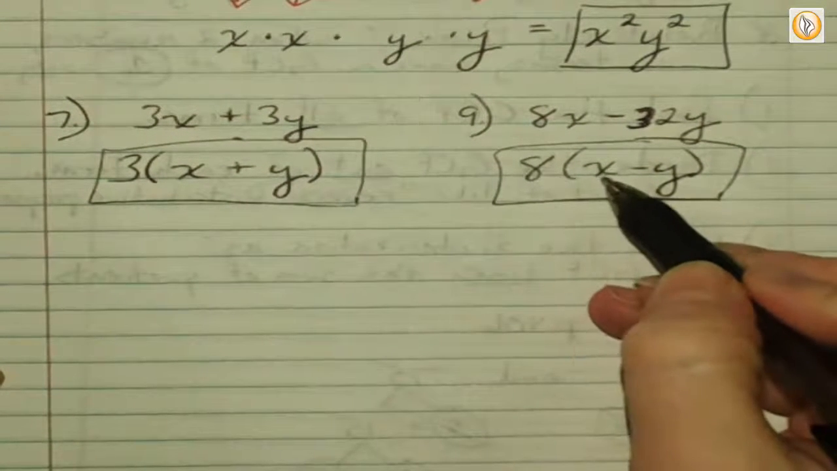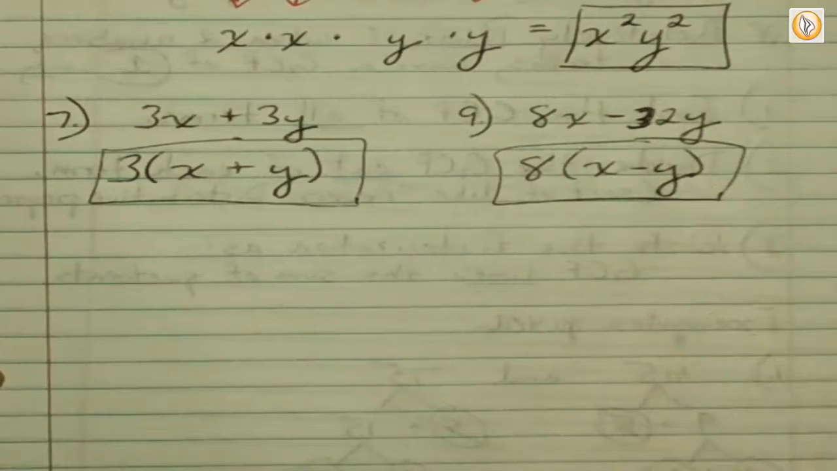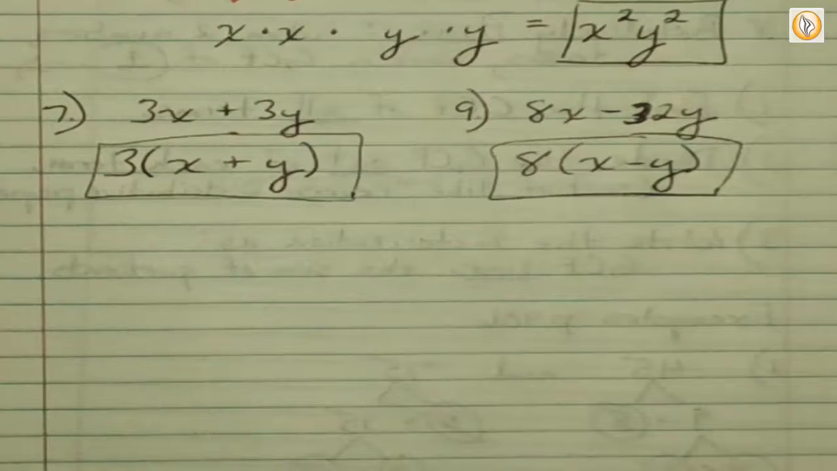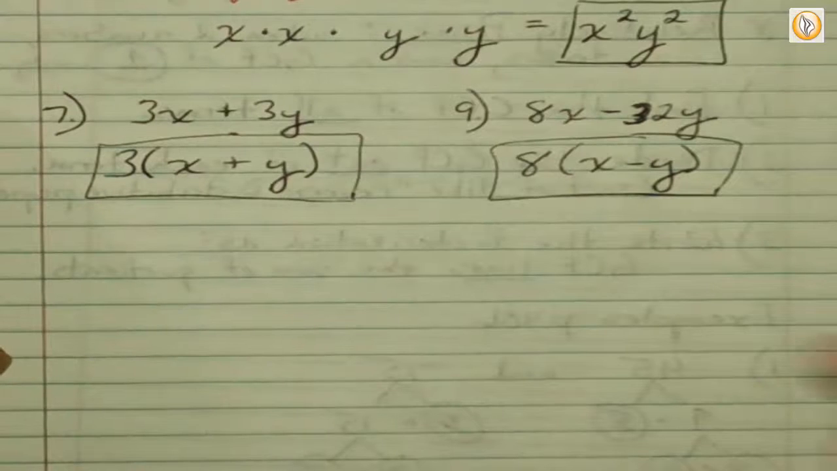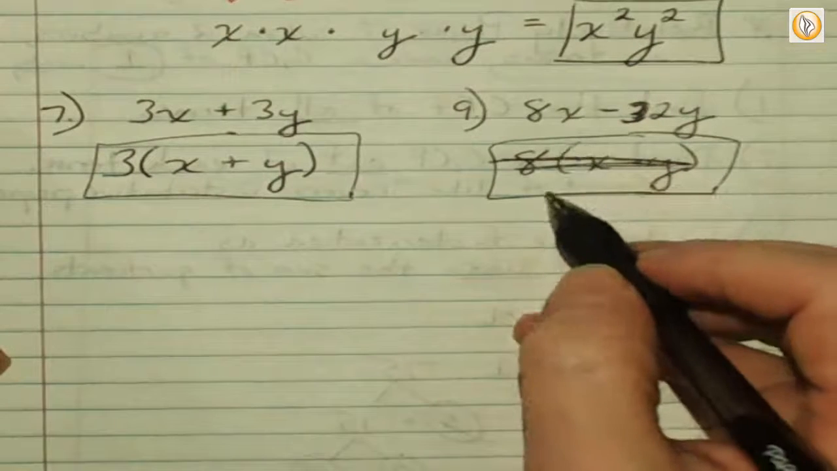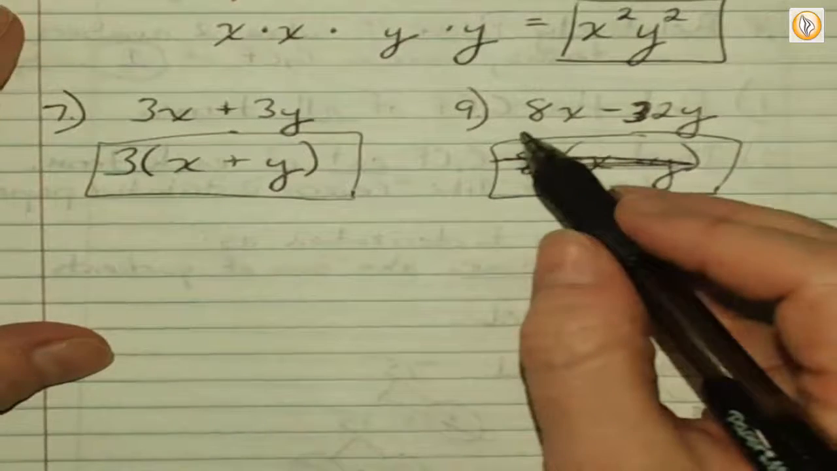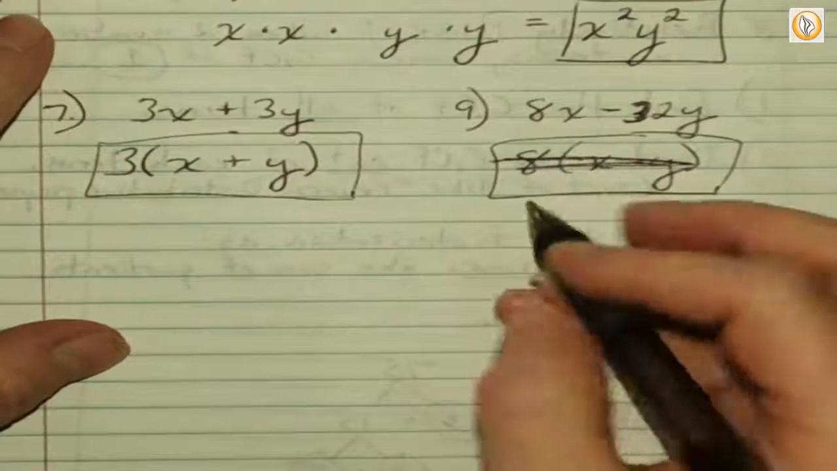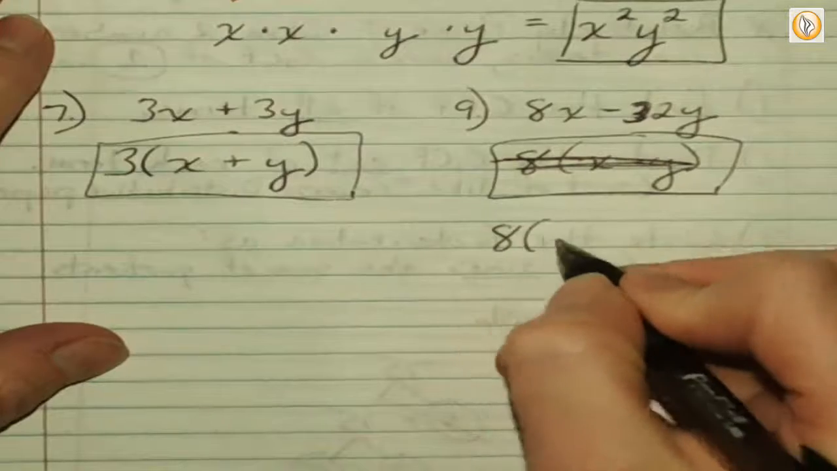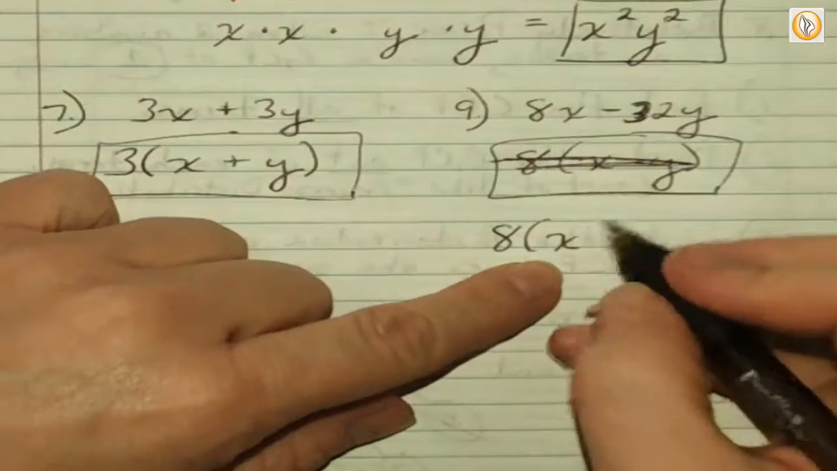What's 8 times x? 8x. What's 8 times negative y? Oh, I messed up. You can't just take 8 out. 8 comes out, but 8 divided by 8 is 1. That's why this is here.